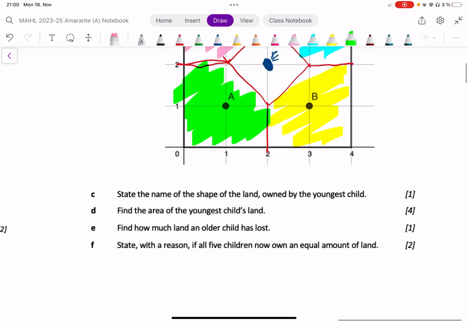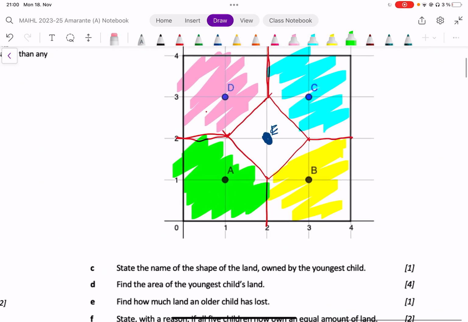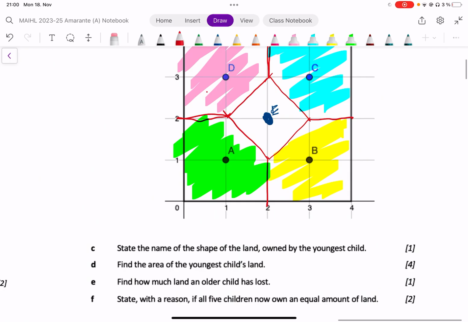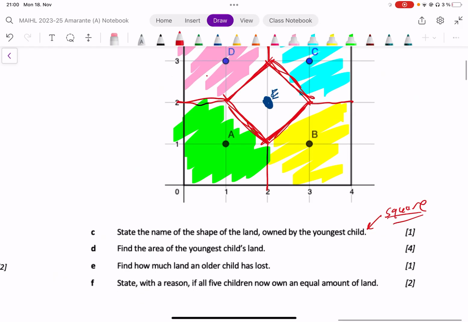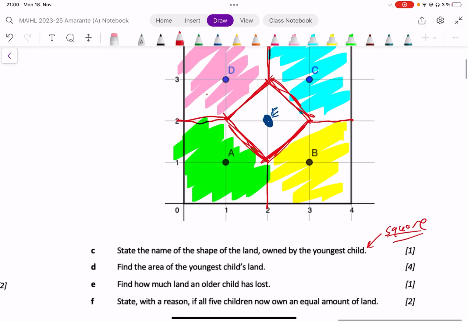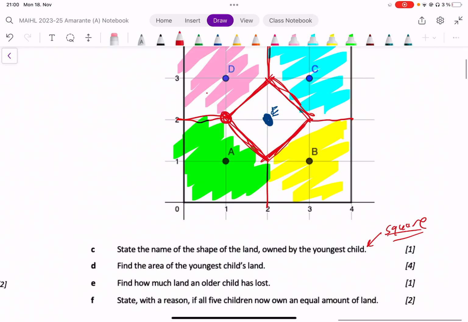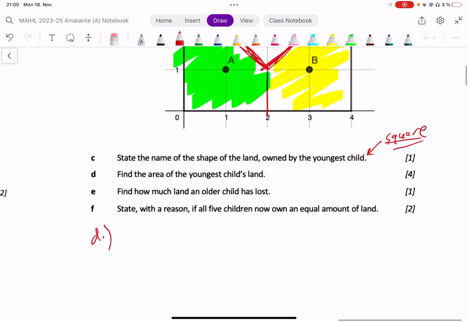Part C says state the name of the shape of the land owned by the youngest child. So this is a square. It's just a rotated square. This is a square because all the side lengths are the same, right? It's all symmetrical, so you can look at this and say that's a square. Find the area of the youngest child's land. Well, that's going to require me to do a distance formula. So for example, I could just get one of the sides. This point is 1, 2, and this point is 2, 3. So let's find the distance between those.